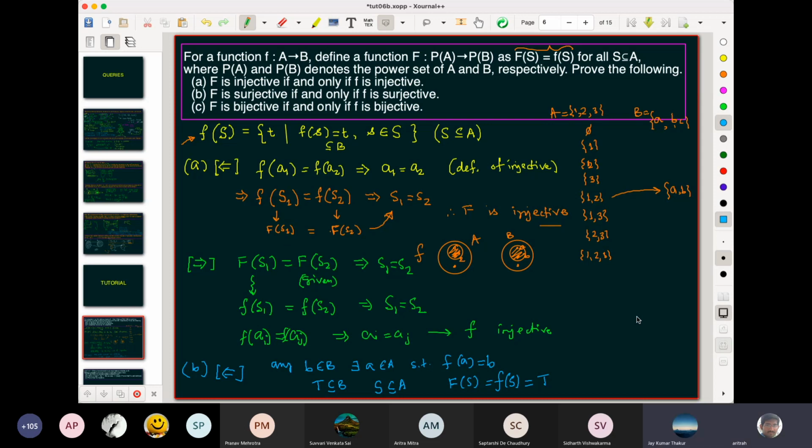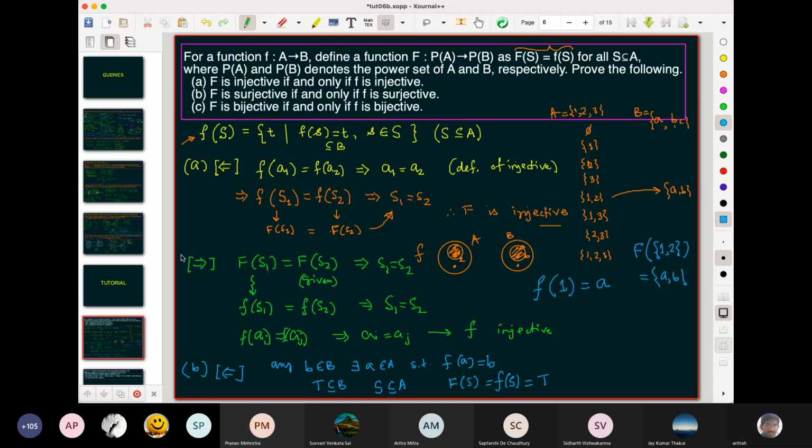Sir, can we say that this capital F and small f, these two functions are equal? No, these two functions are not equal. See, these are defined over different domains and codomains. How can you say these are equal? Small f takes elements like this and maps into something. Capital F takes a set like this and maps into a set like this. How can these two functions be equal?